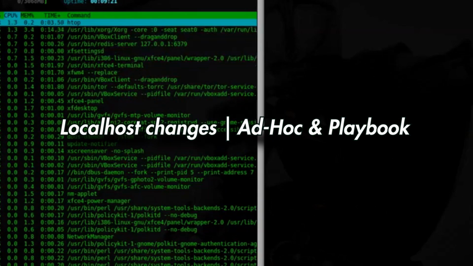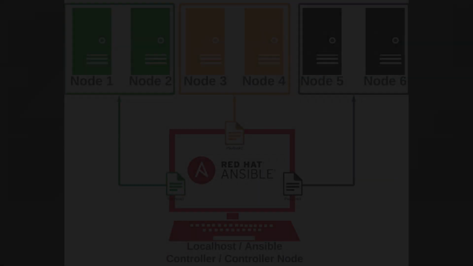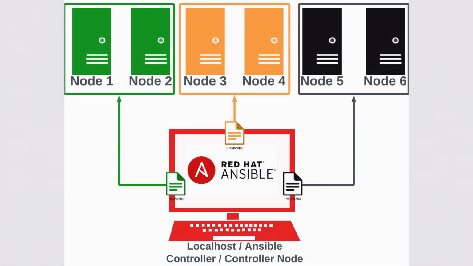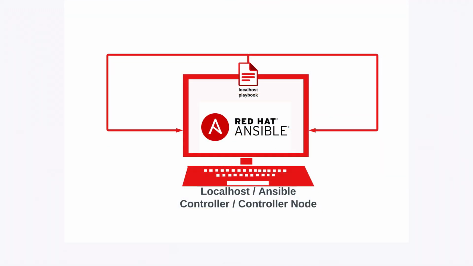Localhost changes. Ad-hoc and playbook. In Ansible, localhost refers to the machine that Ansible is operating on, the controller node or the Ansible controller. We mentioned this before. This is often the computer that you're running the ansible-playbook or the ad-hoc command from. You can make modifications to the localhost by running the ansible-playbook or ad-hoc commands on the machine itself. So you're basically going to be targeting the machine, your controller node, which is called the localhost. Hopefully that wasn't too redundant, but I want you guys to get the idea.